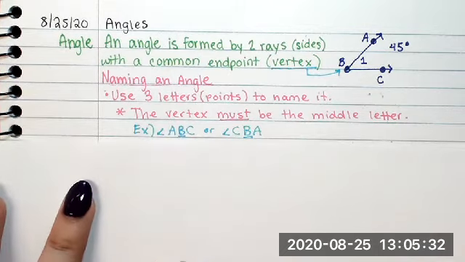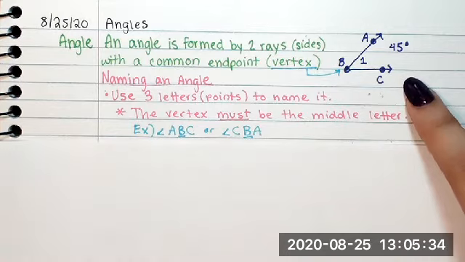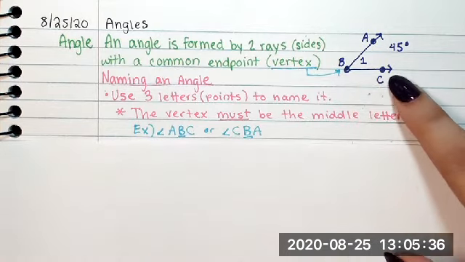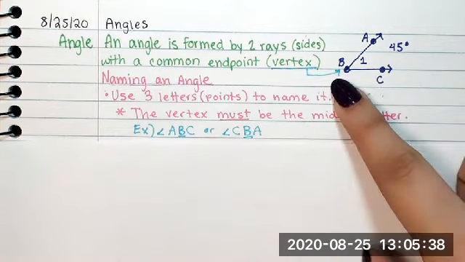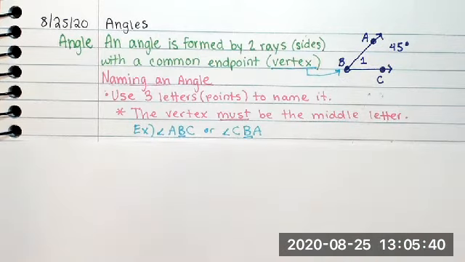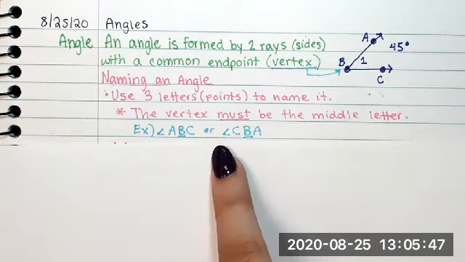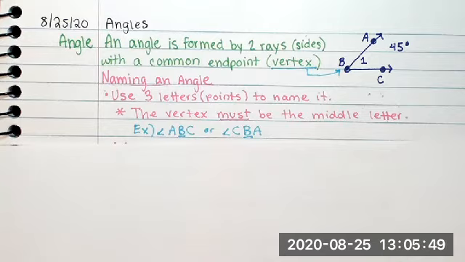So for our angle up here, we could name it angle ABC or angle CBA. Both of those would work perfectly because B, the vertex, is in the middle of the name. The symbol in front is just representing an angle.